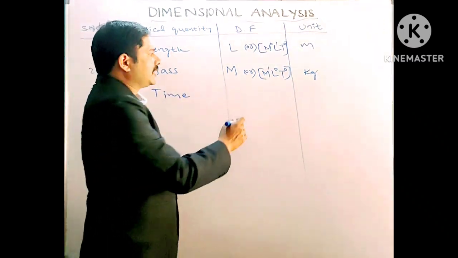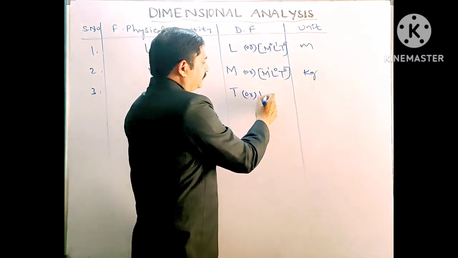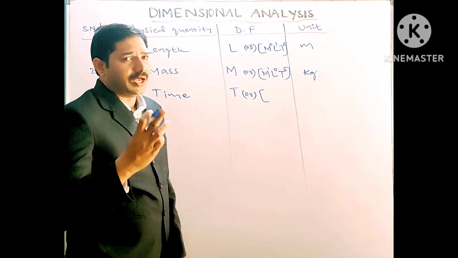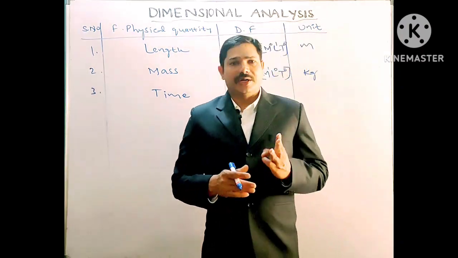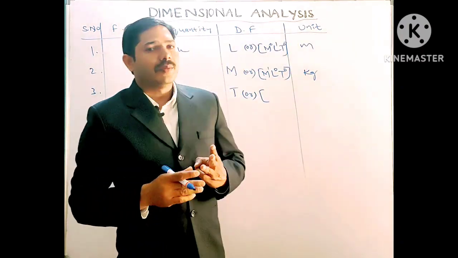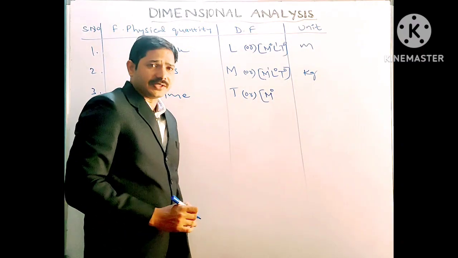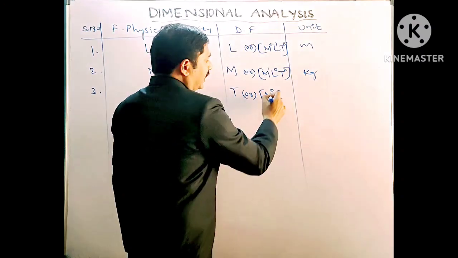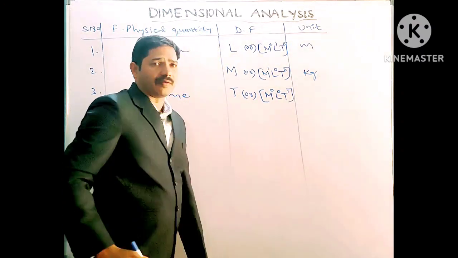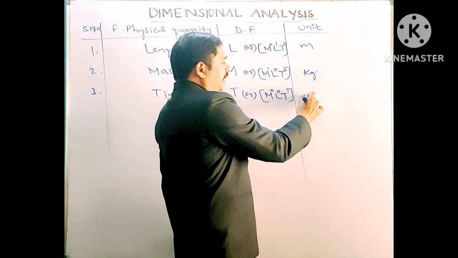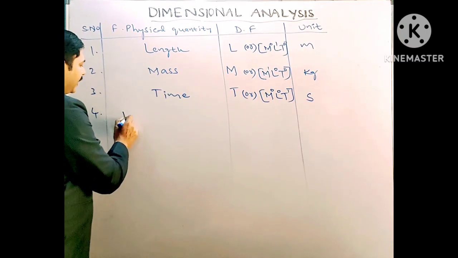So like that only, third one time. Time dimension formula is what? T. In terms of 3 physical quantities, every dimension formula we have to write in terms of minimum 3 physical quantities: mass, length, time. Here mass not there, M power 0, length also not there, L power 0, T is there, nothing means how much? Power 1. Time unit is what? Second.